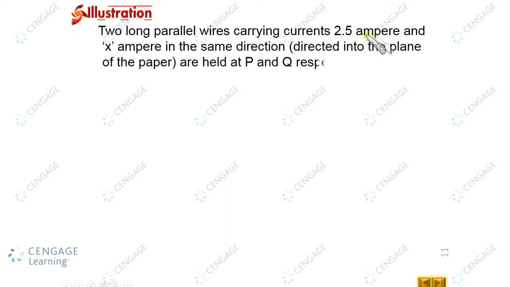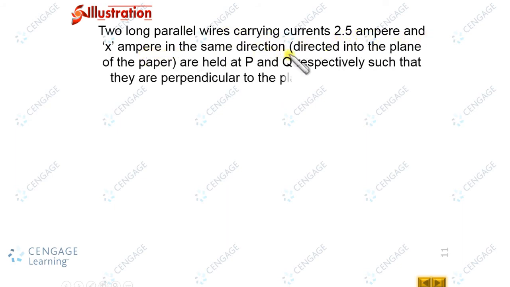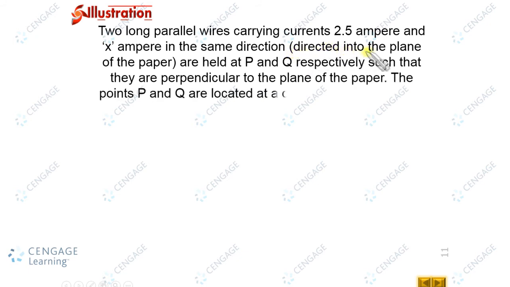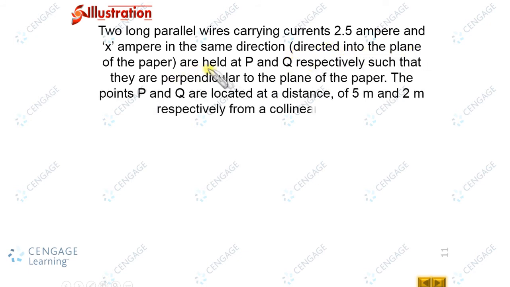In this illustration, we have two long parallel wires carrying currents 2.5 ampere and x ampere in the same direction, directed into the plane of the paper, held at P and Q respectively, such that they are perpendicular to the plane of the paper, right? That means at point P, we have placed the 2.5 ampere wire and at Q, the wire of unknown current X.